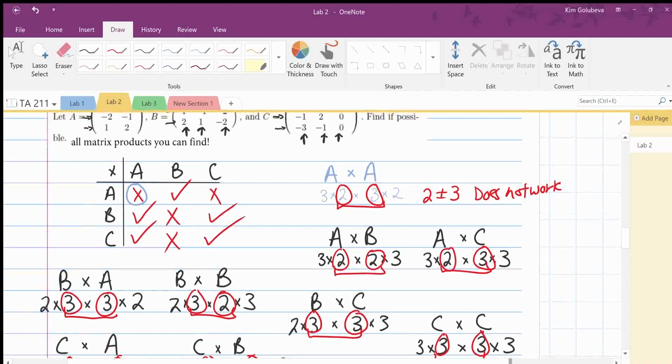So right here you have all of your possible products, namely the ones that have the check marks. So you have 1, 2, 3, 4, 5 possible products.